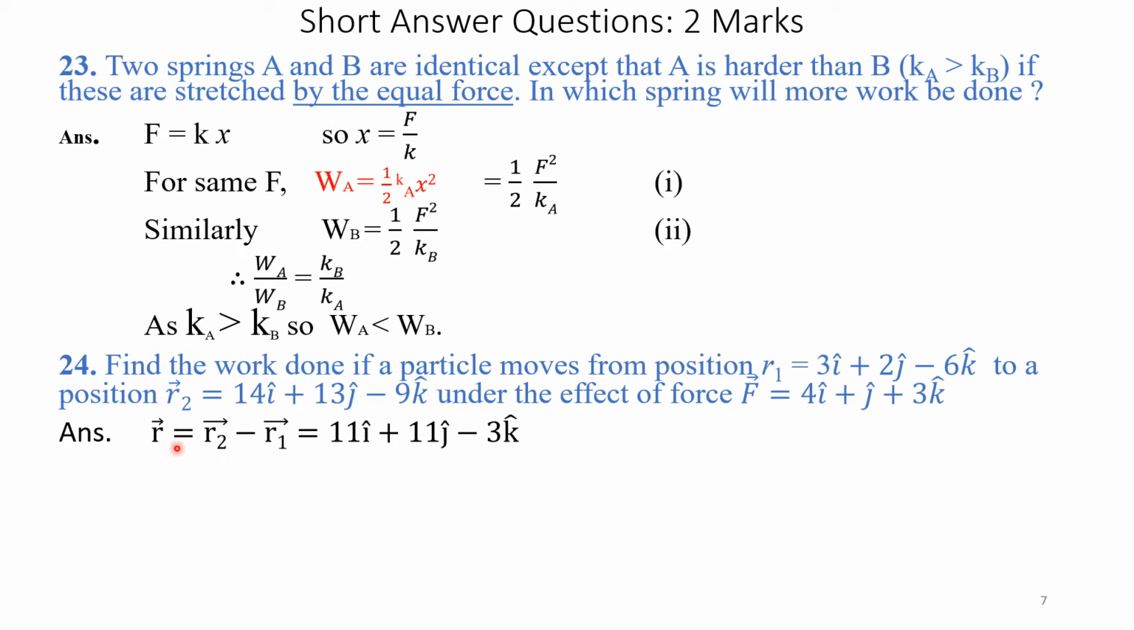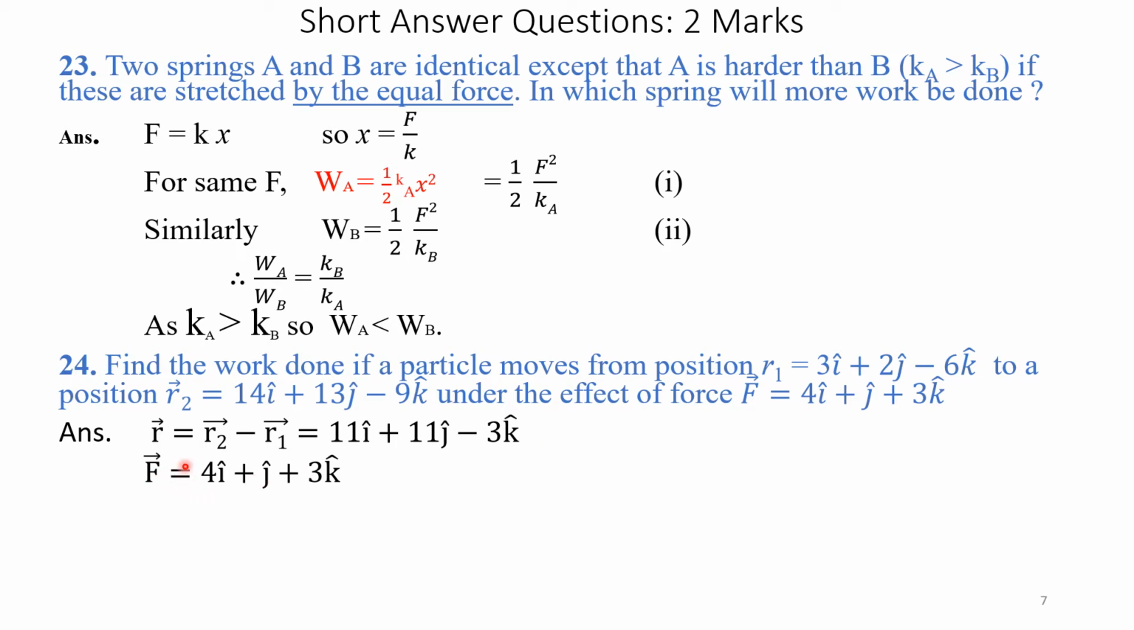The displacement is R2 minus R1. Therefore, subtracting R1 from R2, that is, subtracting 3i plus 2j minus 6k from 14i plus 13j minus 9k, we get R equal to 11i plus 11j minus 3k.